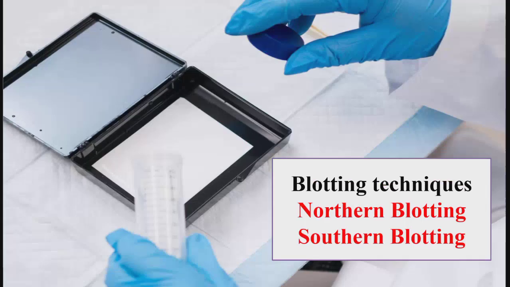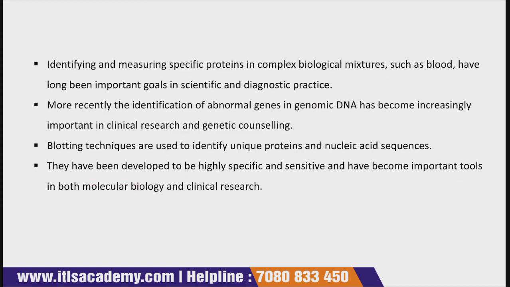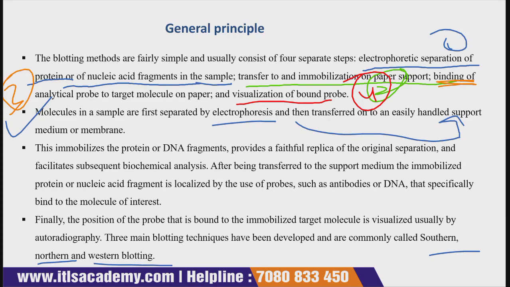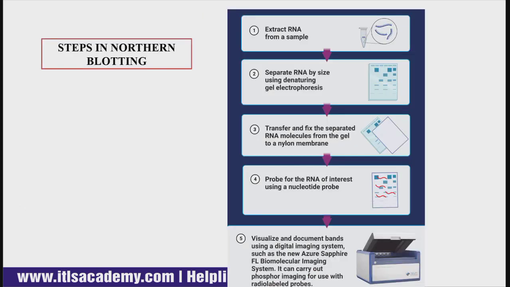So the first thing that we have covered is the blotting technique. We have seen what a blotting technique is, and then we have seen the types of blotting technique. Then we have seen the general principle, meaning the principle on which the blotting technique is based, what are the steps that are used in the blotting techniques, and further we have seen what northern blotting is, what are the steps that are involved in northern blotting. Then we have seen the steps with the help of a flow diagram.